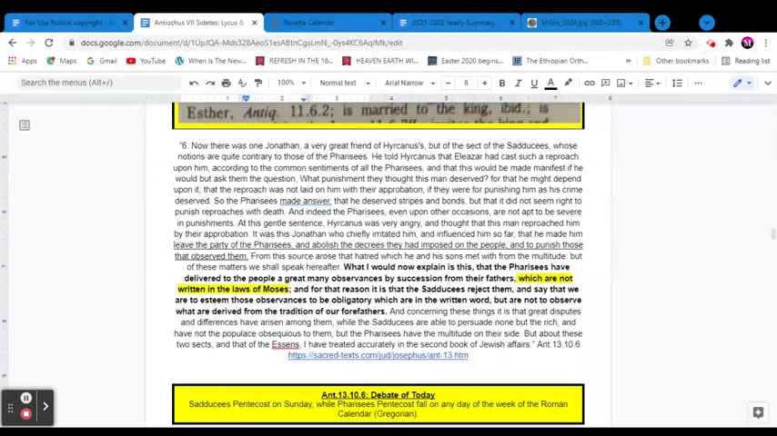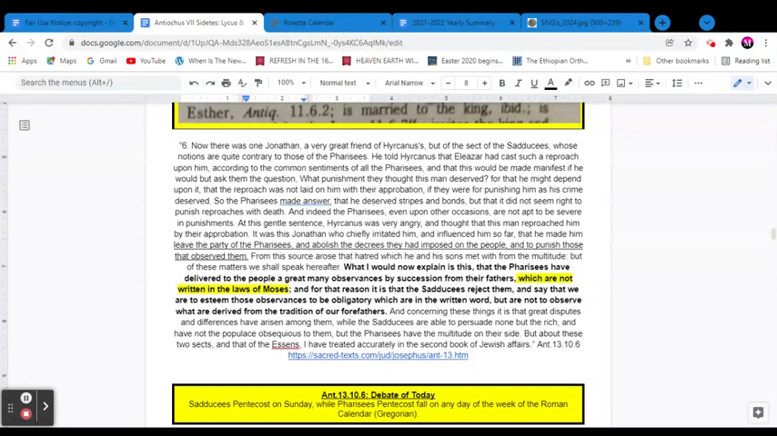So the Pharisees made answer that he deserved stripes and bonds, but that it did not seem right to punish reproaches with death. And indeed the Pharisees, even upon other occasions, are not apt to be severe in punishments. At this gentle sentence, Hyrcanus was very angry, and thought that this man reproached him with their approbation. It was this Jonathan who chiefly irritated him and influenced him so far that he made him leave the party of the Pharisees, abolish the decrees they had imposed on the people, and punish those that observed them.